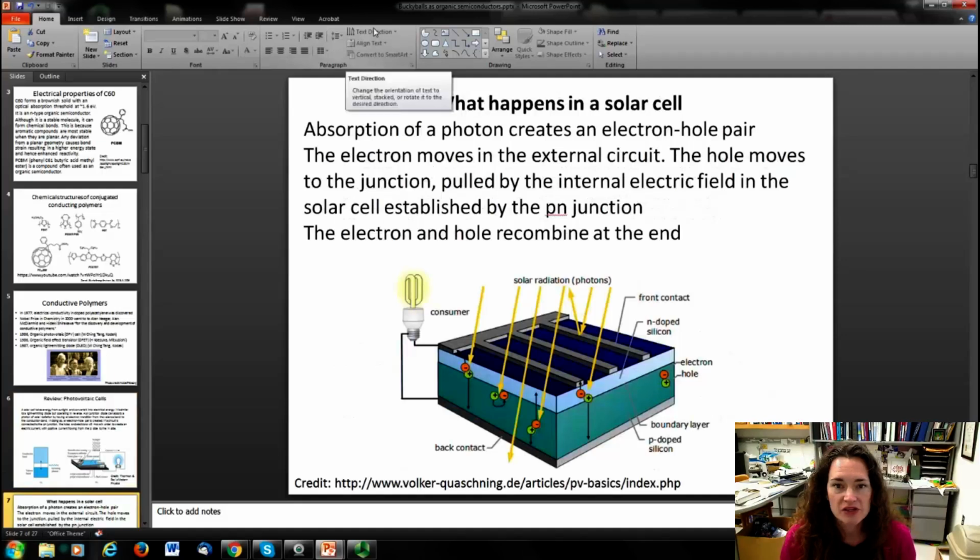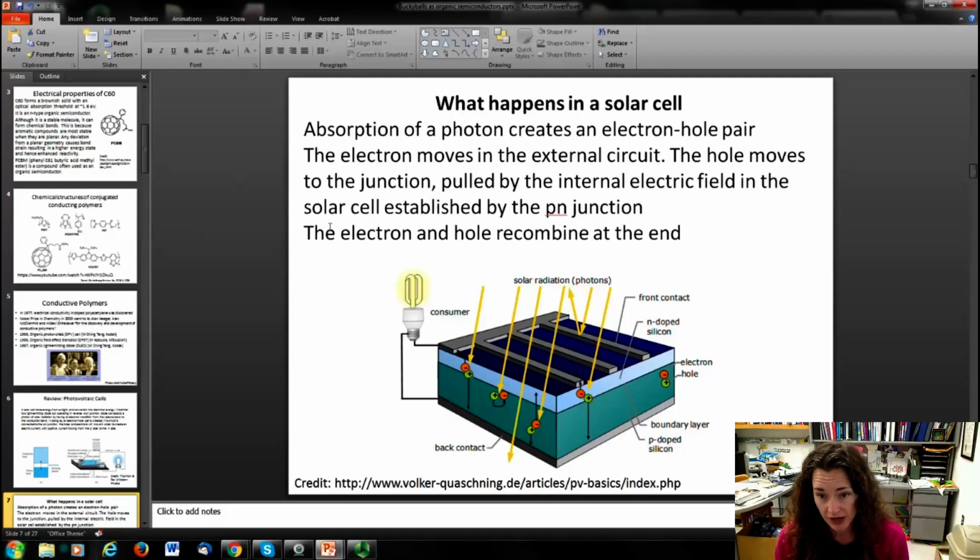Okay, so what happens in a solar cell? Basically, step number one, the photon is absorbed and creates an electron hole pair, right? Like I said, this can be done wherever throughout the p-n junction sandwich. So it shows here a little cartoon where the solar radiation is coming in and creating electron hole pairs in various places, okay? Then it moves into the external circuit.